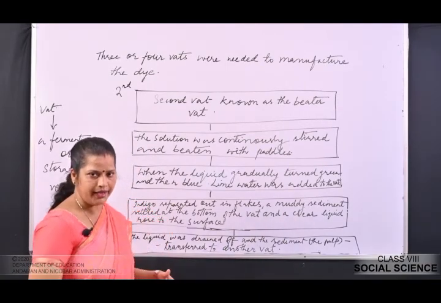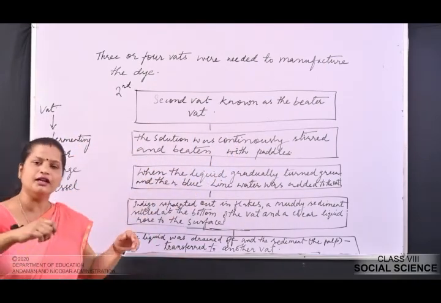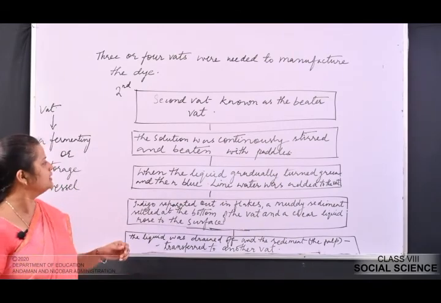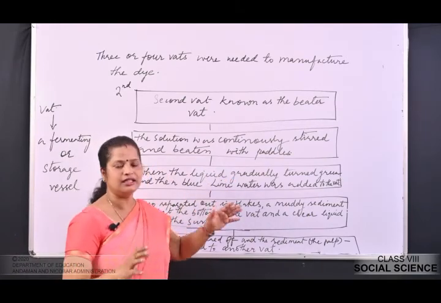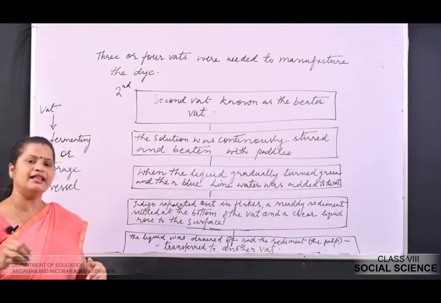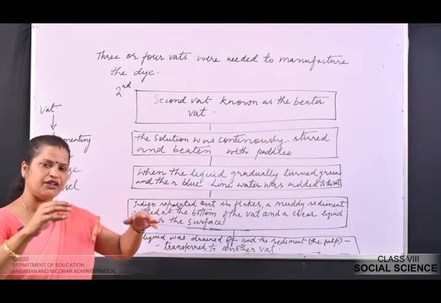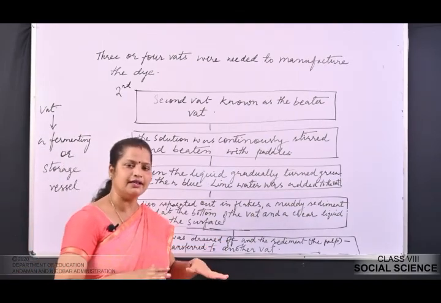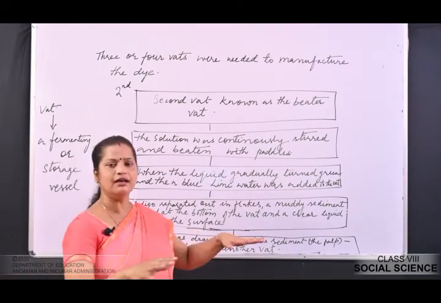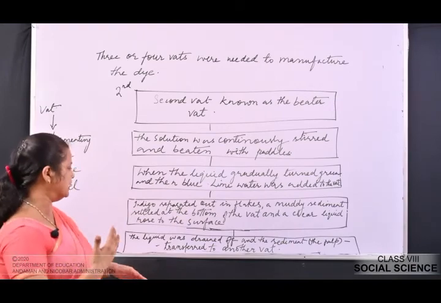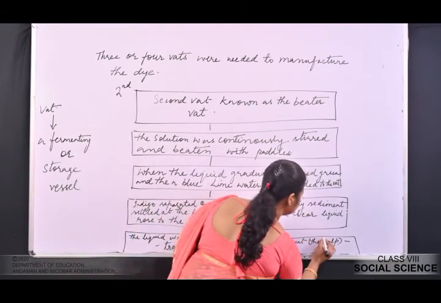Understood? Okay. So what I said, this second vat is known as the beater vat. Why? Because here we continuously need to stir and beat with the pedal. That's why it is called a beater vat. Then once the liquid gradually turned from green to blue, they have to add lime water. Then you will see the small flakes, in the form of sediment, they all settle down. This indigo settled down at the bottom of the vat, and on the surface you can see a clear liquid. Now after draining out that liquid, the sediment, the indigo pulp, okay, this is the indigo.